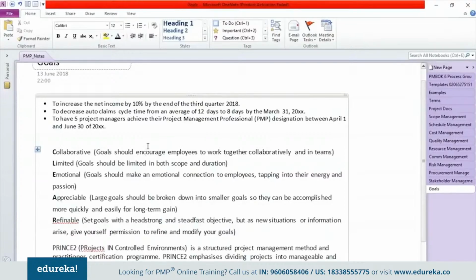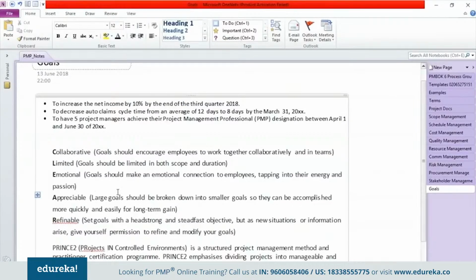Another example could be to decrease auto claims cycle time from an average of 12 days to 8 days by March 31st, maybe 2019. So this is another good example wherein we're very clear about what we want to achieve by the end of that project. We want to reduce the cycle time, but by how many days, and by when do we want to reduce the cycle time. So if the goal is clear and smart, then it becomes much easier to relate to.